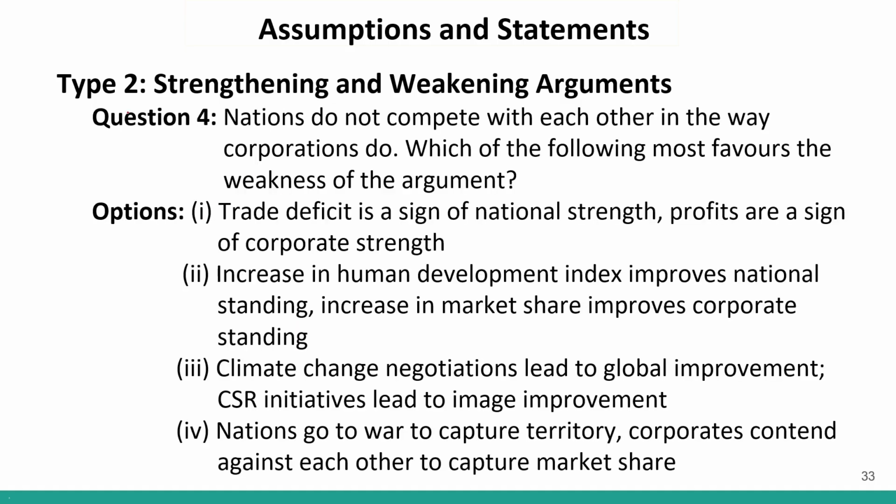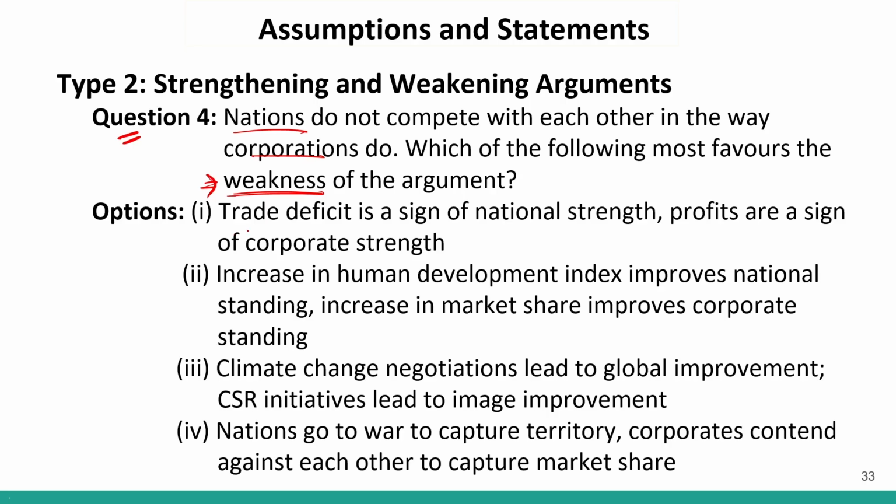Okay. Question number 4. Question number 4 says, nations do not compete with each other in the way corporations do. Which of the following most weakens the argument? So we have to say that no, nations and corporations work in a similar manner. This is what we have to prove. Because the statement says that nations do not compete with each other in the way corporations do. So we have to weaken it. That means we have to prove that nations and corporations are similar in nature.